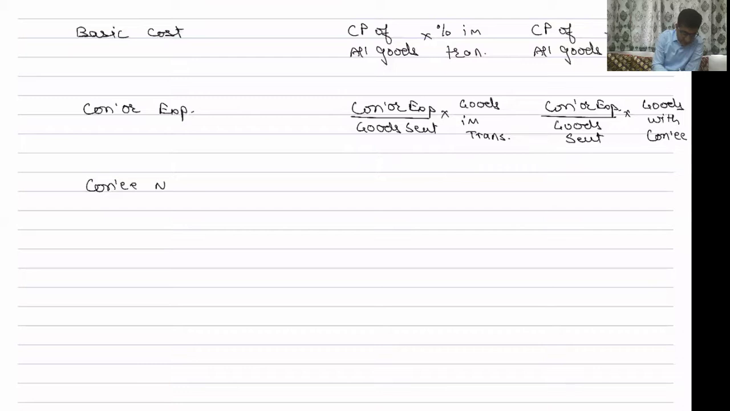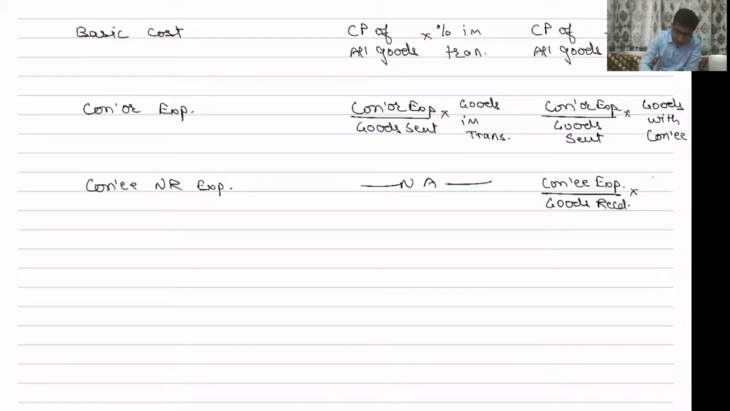कंसाइनीज non-recurring expenses, as far as the goods in transit is concerned, there is no question of it. But for the goods which are with the consignee, consignee expense upon goods received into goods with consignee. Goods with consignee मतलब closing stock with consignee. Yes or no? And the total will be the value of it.